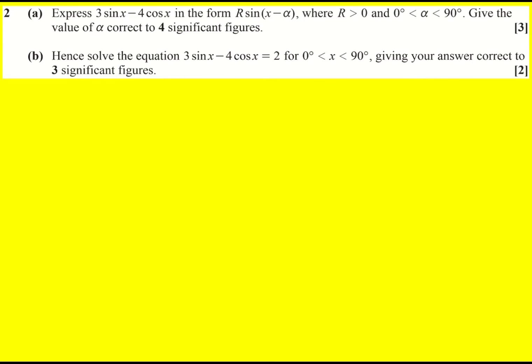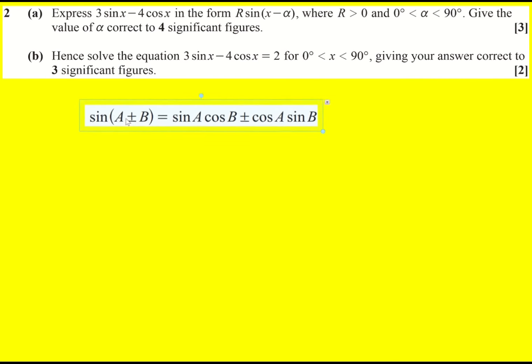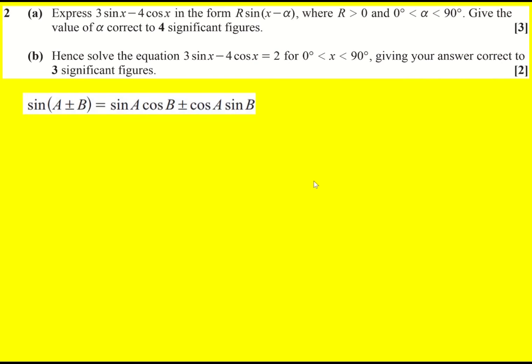I see 3 sine x minus 4 cos x in this form, sometimes known as harmonic form, where r is greater than 0 and alpha is between 0 and 90. Okay, this is a little bit of a complex topic when you first see it, but once you've practiced it, it is a routine that you can learn and be able to apply. So we've got our addition formulae, and I want to be taking the bottom rung with the minus.